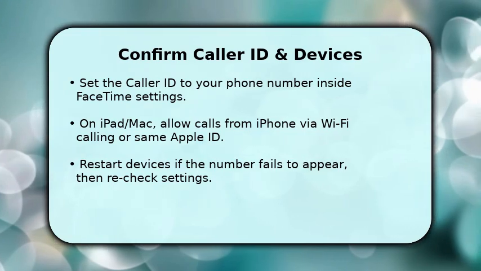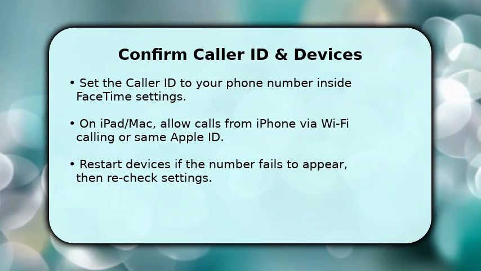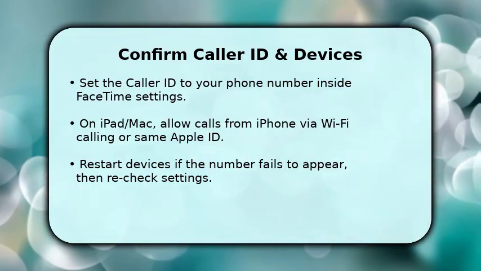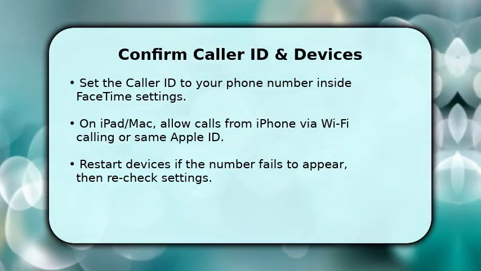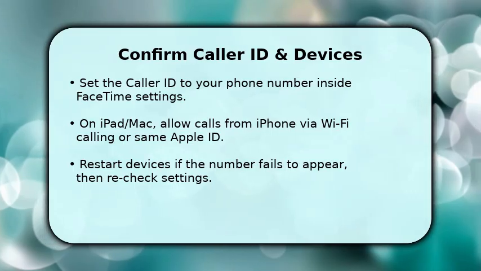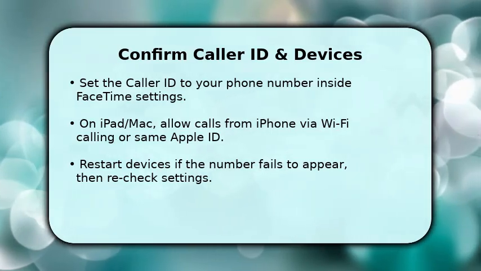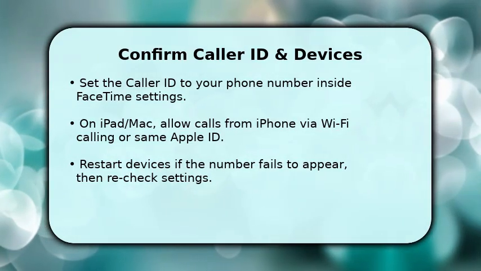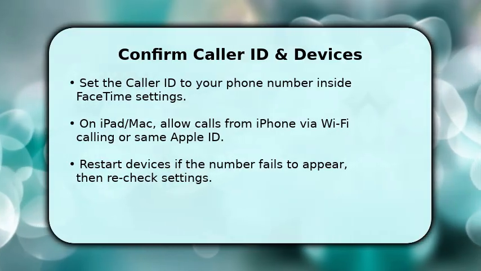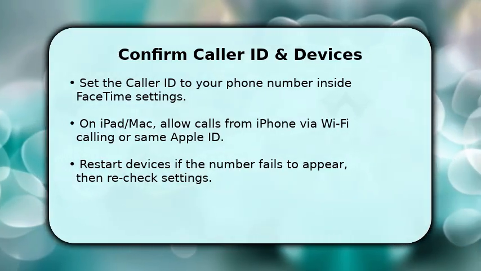Next, choose the phone number as your caller ID so outgoing FaceTime calls show it. On the iPhone, in FaceTime settings, pick the number under caller ID. Then verify each device, iPad or Mac, uses the same Apple ID and has FaceTime enabled. This ensures calls route to and from the linked number.